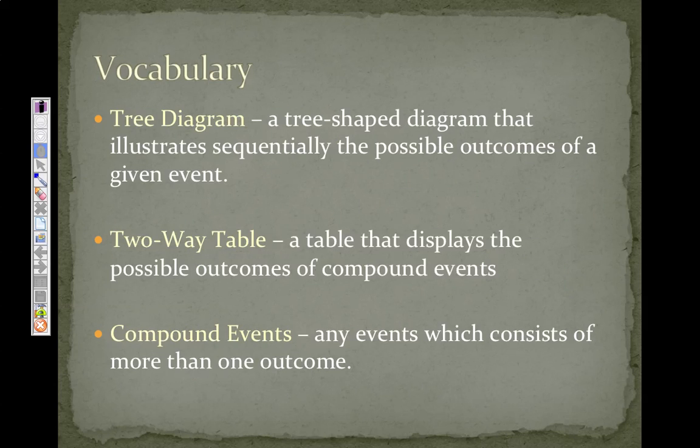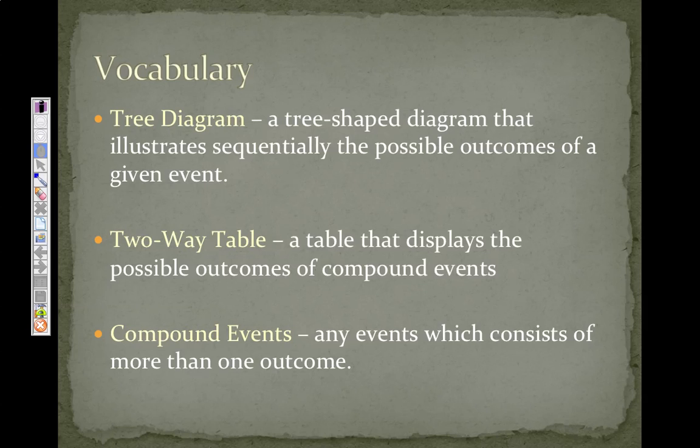All right, we got a couple of vocabulary terms, and the first one is a tree diagram. A tree diagram is a tree-shaped diagram that illustrates sequentially the possible outcomes of a given event. Up to this point, we have been working with simple events, and that's just where you have one event, like flipping a coin or rolling a dice. When you get into tree diagrams and two-way tables is when you actually have a compound event, or you have two things that can make different bunches of different outcomes.